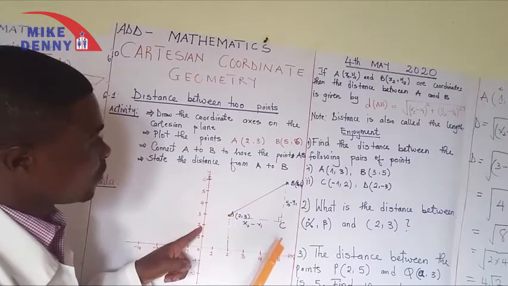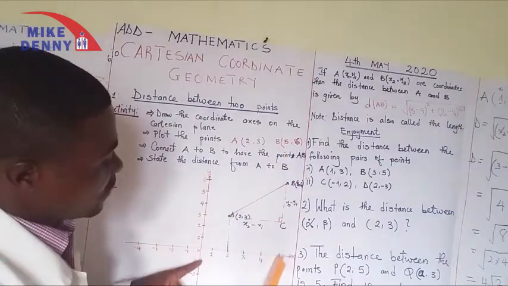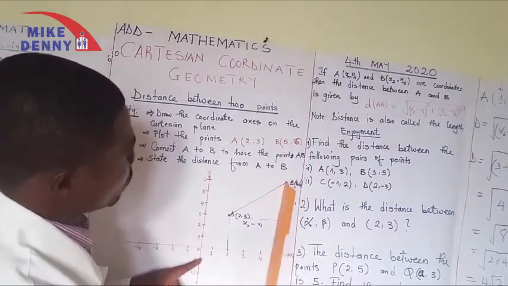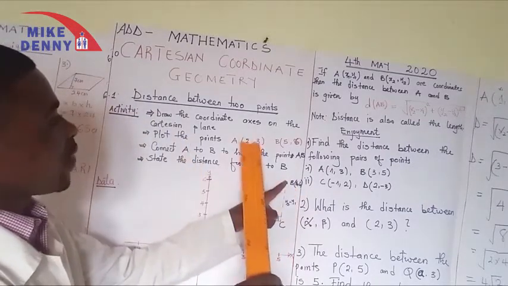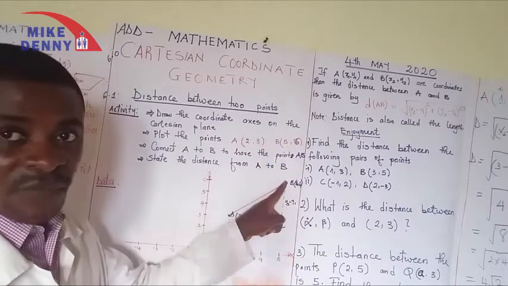I will do the same for the next point, 5, 6. So I have 5, I take it up to the point where I have 6 on the y-axis. I plot the point. Okay, I have plotted the points A and B. You did this in Form 3.